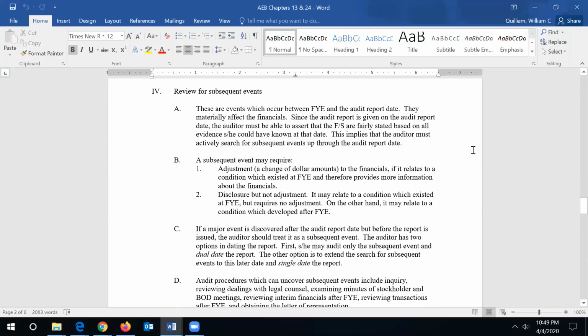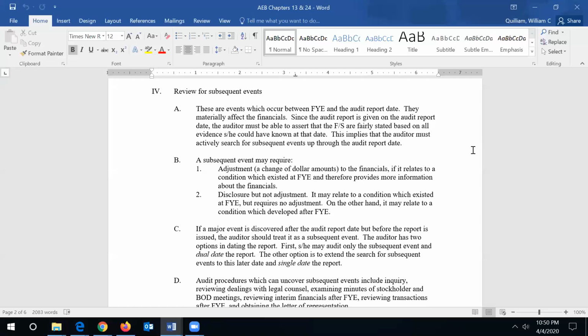Then, section number 4, to review for subsequent events. So these are events which occur between fiscal year end and the audit report date. In our case, between December 31st and March 1st. So occurring then, and they materially affect the financials. So these are things which happen in January and February and March 1st, but they affect the previous year's financials, such as if there is a major customer, the client, who goes bankrupt during this time. Well, if their receivable as of 12/31 has not yet been paid, it may have to be written off. That's a very good example of a subsequent event.